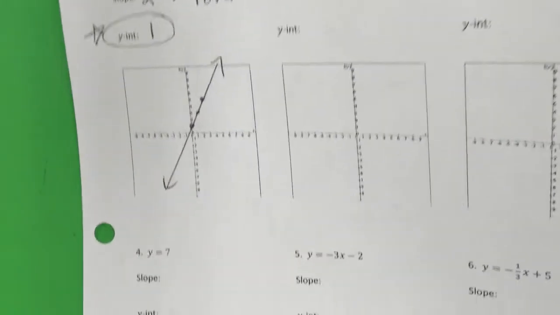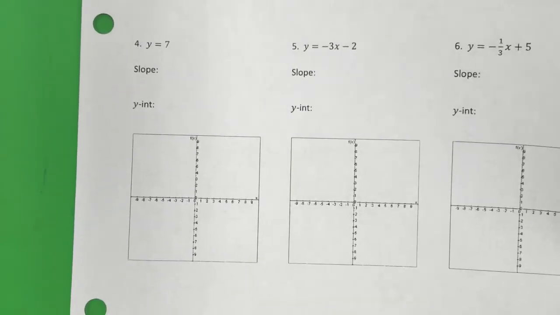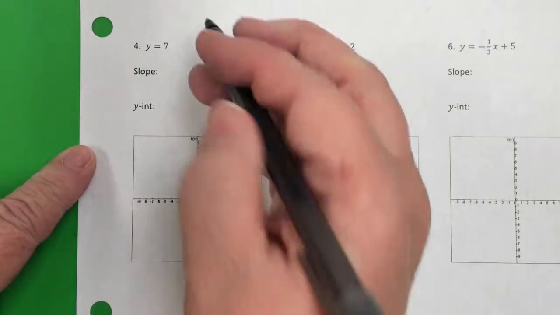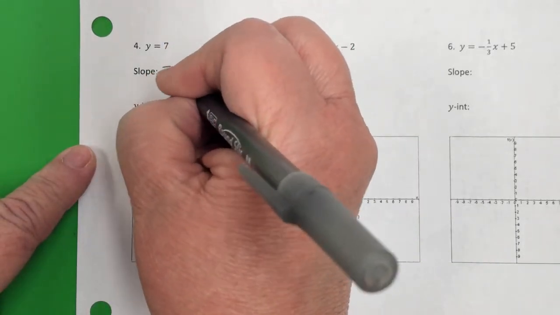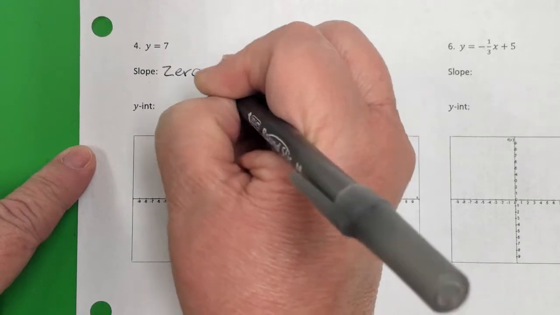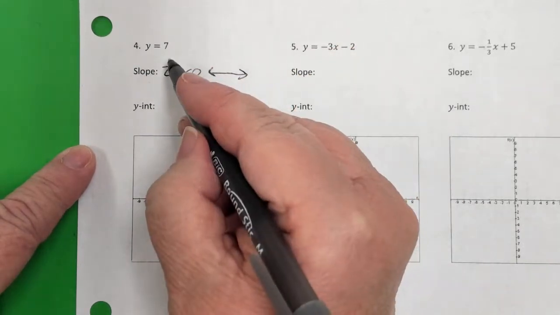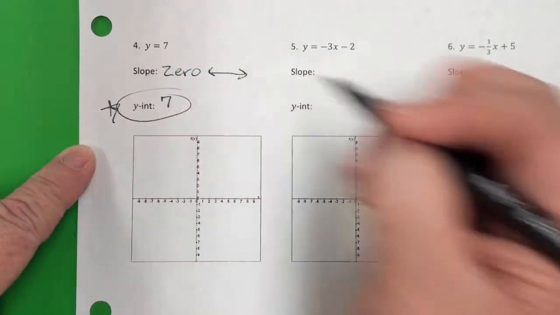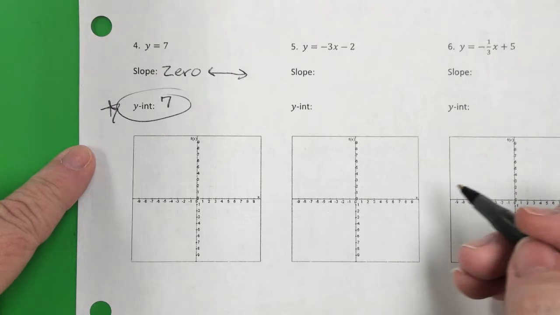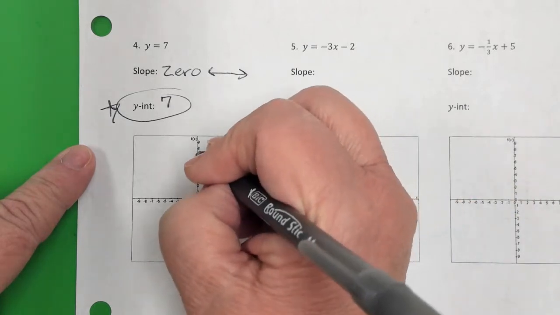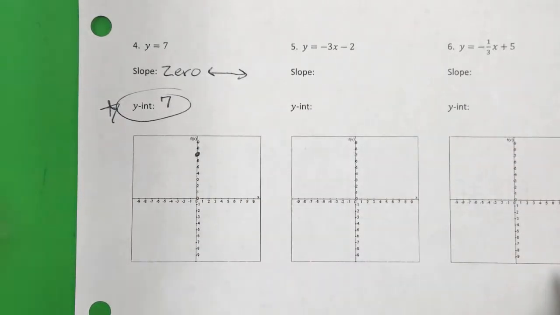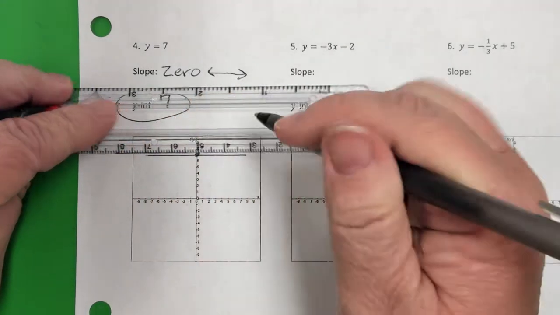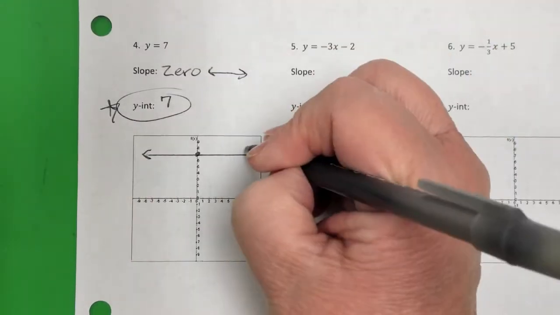Now, let's go to problem number 4. We just had a problem like this. Y equals 7. You don't see the x variable, so that reminds us that the slope is 0, and it's going to be a horizontal line. Our y-intercept is our constant, and that's going to be 7. We're going to graph the y-intercept first, and it's positive 7. And then we're simply going to come in here and draw our completely horizontal line for 0 slope.